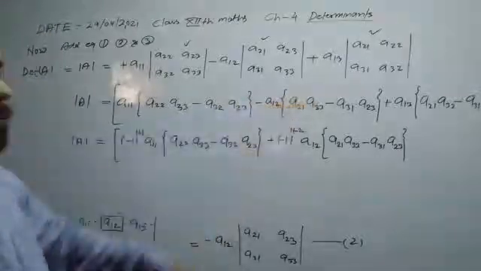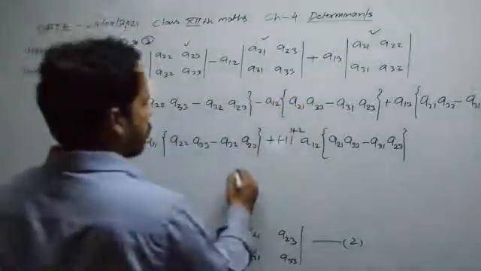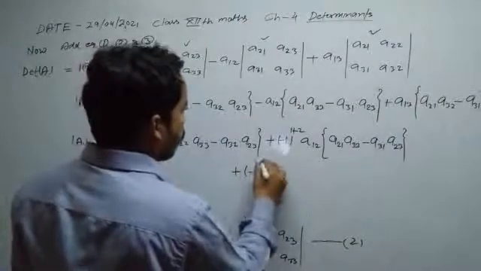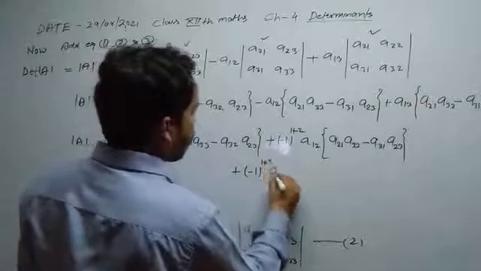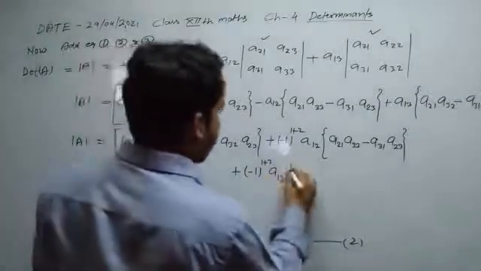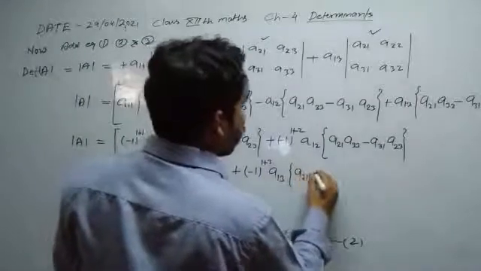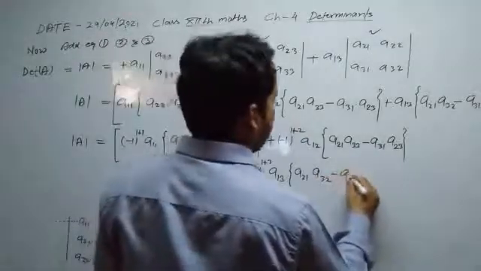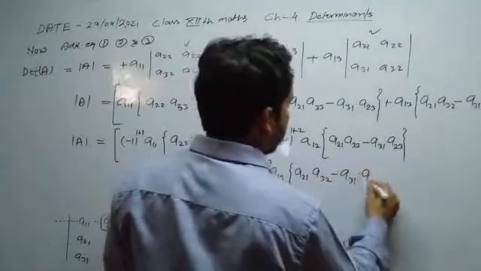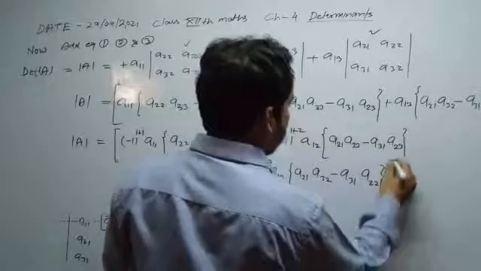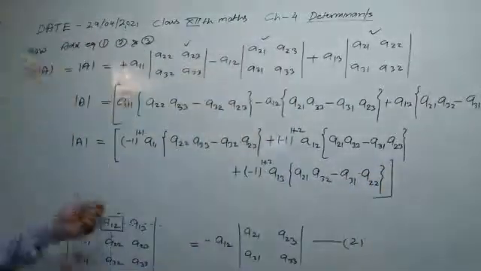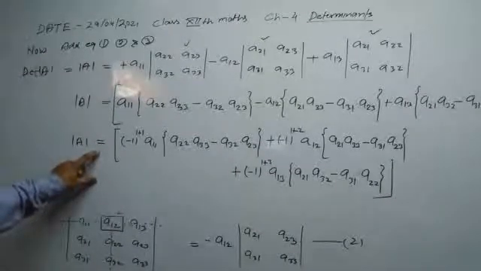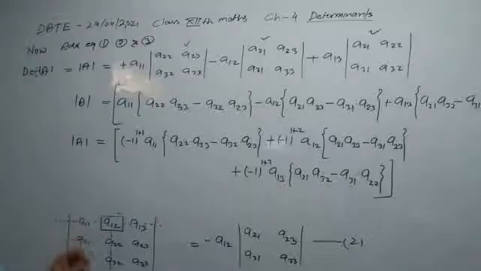And the third term, plus minus 1 to the power 1 plus 3 A13, A21 A32 minus A31 A22, square bracket closed. So this is also the determinant of matrix A of order 3 cross 3.